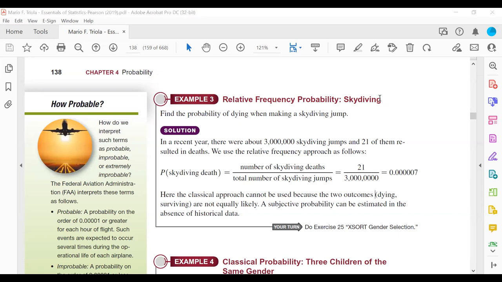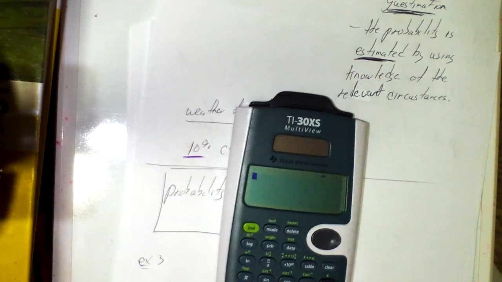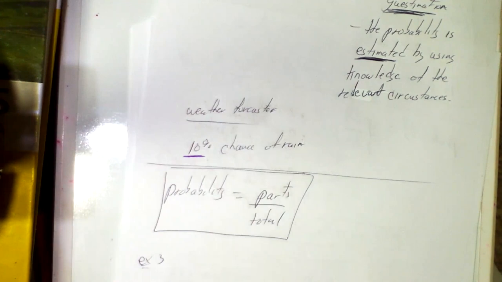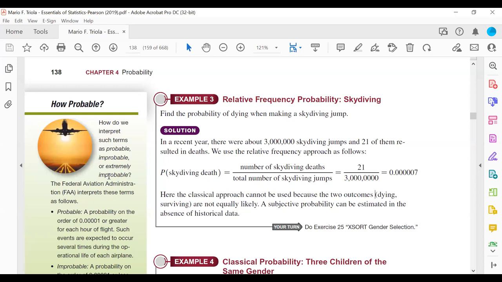Let me double check. I'm going to try my calculator. So 21 over 3 million. Yeah, it gave me 0.000007, right? So he was right. All right, now remember the rules of probability. Either you leave it in fraction format, or if you do, I believe 21 over 3 million ends up being 7 over a million.